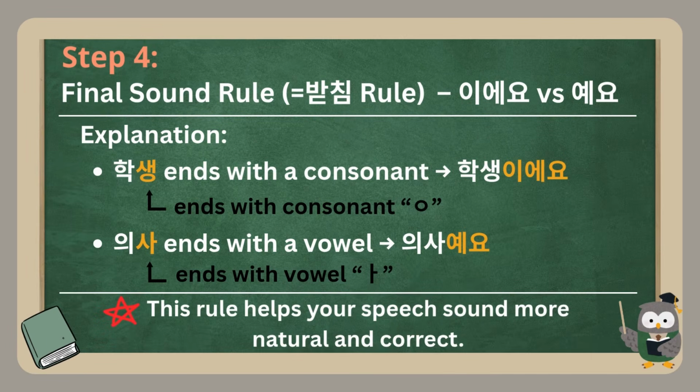Let's look at two words. 학생 ends in a consonant, so we say 학생이에요. 의사 ends in a vowel, so we say 의사예요. This is a simple rule, but it's very important for sounding natural in Korean.